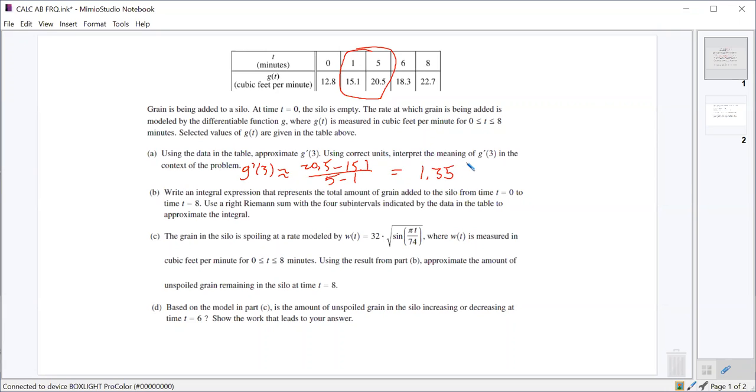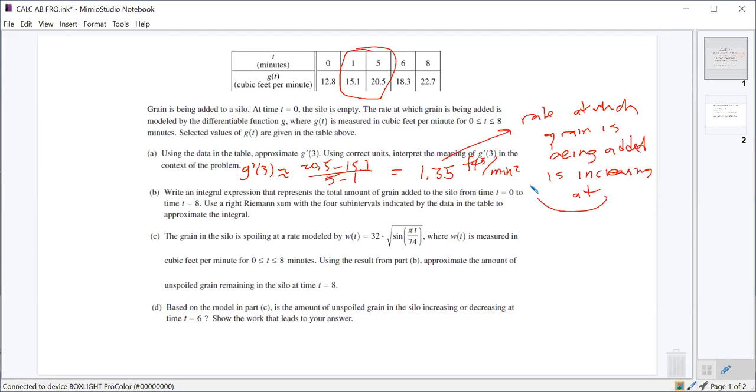Using correct units, interpret the meaning of it. The correct units are cubic feet per minute squared, or feet cubed per minute squared. And the interpretation is that this is the rate. So we're taking the derivative of the rate at which the grain is added. So the rate at which the grain is being added is increasing at 1.35 cubic feet per minute per minute. Good or no?